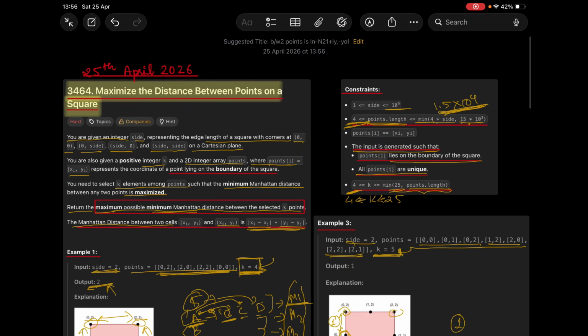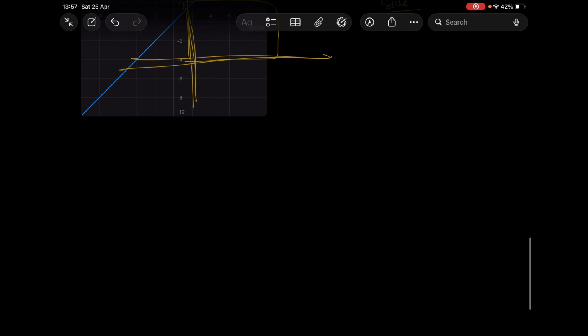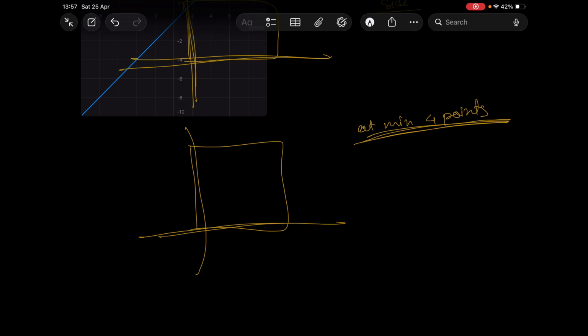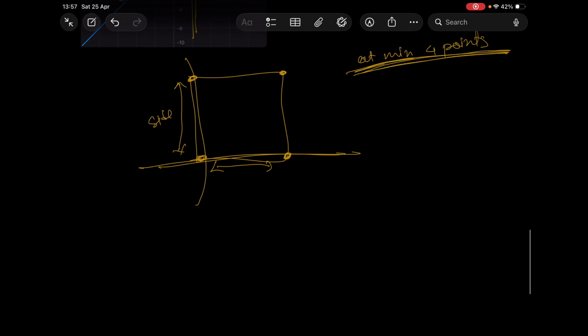You see here, the points length can be from 4 up to a max of 10 to the power 4. Now, since it says that at minimum we will have 4 points, this is the square. If we have 4 points given and we place these points in the corners itself, this distance will be at max how much? Side, right? If you place them like this. Because the question says that at minimum there will be 4 points.